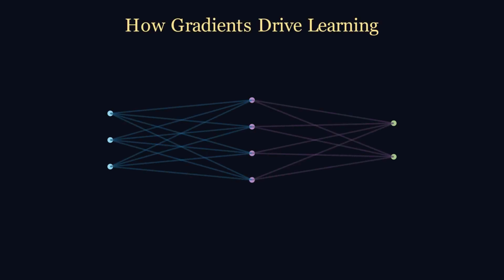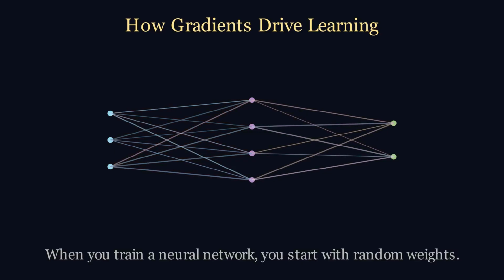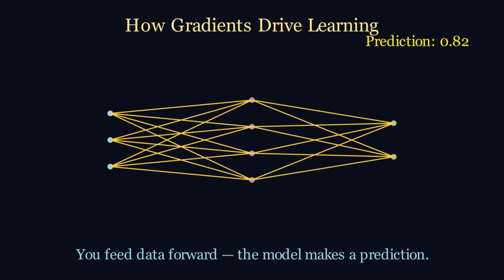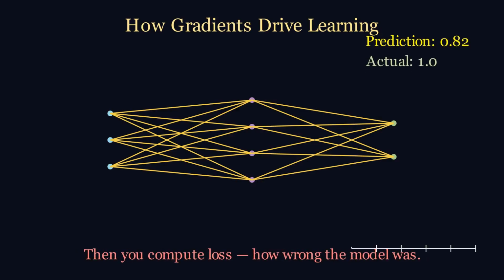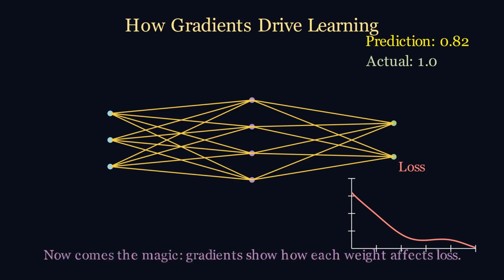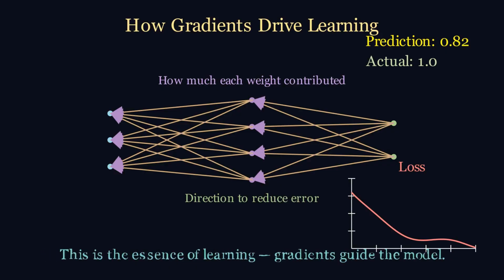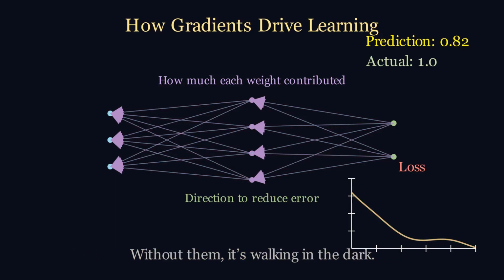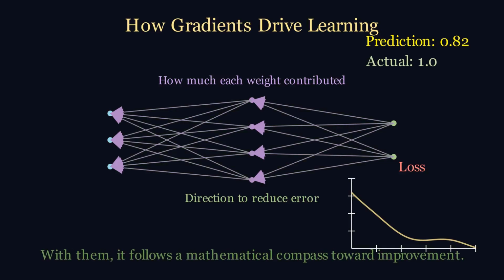Now, when you train a neural network, you start with random weights, as we just saw with our dry run. You feed data forward, the model makes a prediction, then you compute the loss, how wrong the model was, and in which direction we should adjust it to reduce the loss next time. Now comes the magic: the gradient of that loss with respect to each weight, and this tells us how much each weight contributes to the error. This is the essence of learning. The model uses gradients to see the terrain of its own performance. Without them, it's like walking in the dark. But with them, it follows a precise mathematical compass toward improvement.